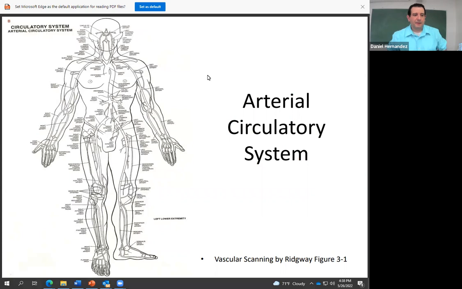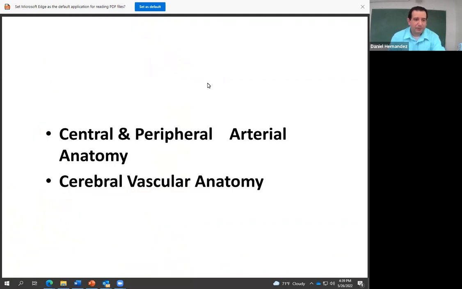So this is a general schematic or overview of our arterial circulatory system within the body, showing all the major blood vessels as they arise from the heart. So our systemic arterial circulation begins at the heart with our ascending aorta, and everything kind of branches from there. So we're going to talk about central and peripheral arterial anatomy, as well as some cerebrovascular anatomy.